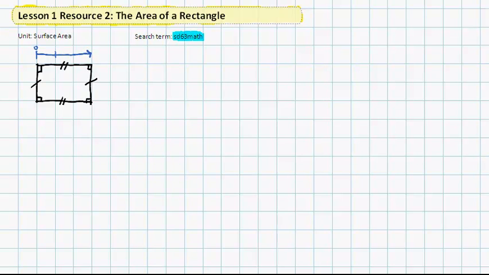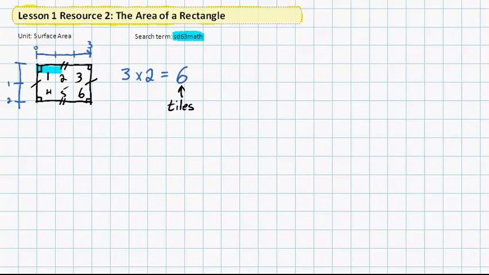The area of a rectangle is found by taking the length of the rectangle, in this case 1, 2, 3, and multiplying it by the width of the rectangle. Again, 1, 2, and the number that you get when you multiply the length times the width tells you 1, 2, 3, 4, 5, 6. How many squares, or I prefer to think of square tiles, there are.